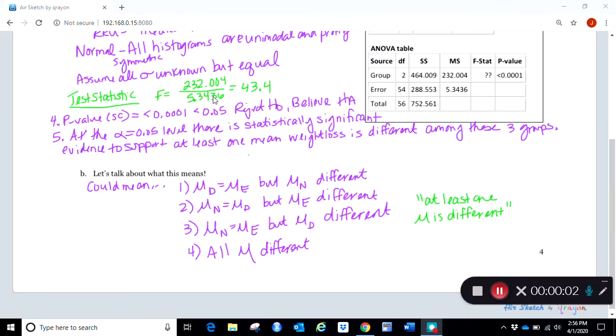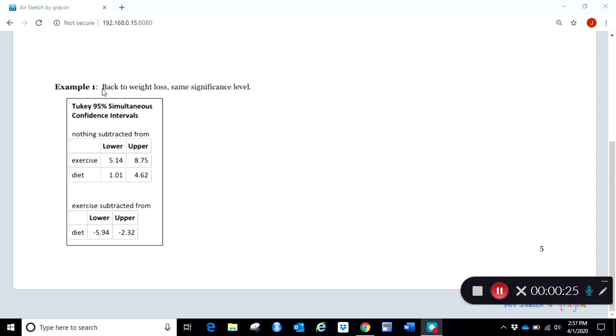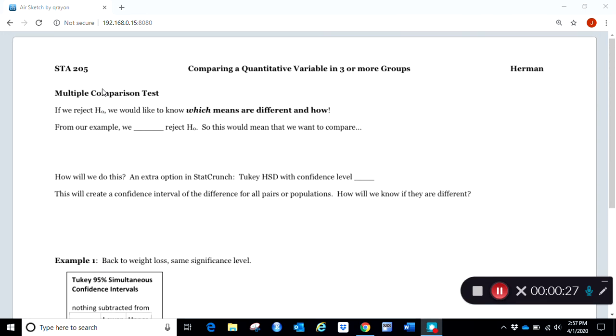So we just got done looking at this example where we rejected the null hypothesis that told us that at least one of the means, or here the mean weight losses, of our three groups is different. So we would like to know not only that there is a difference, but which ones are different and how they are different. So we're going to talk about how we are going to do that in this video.